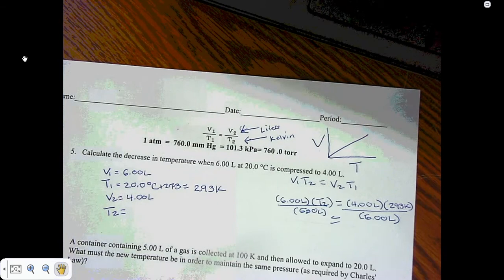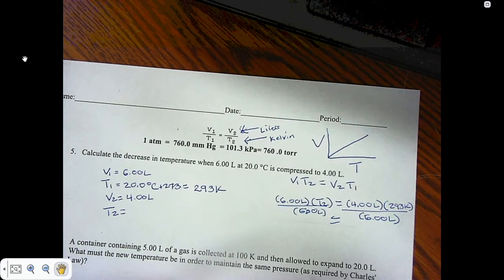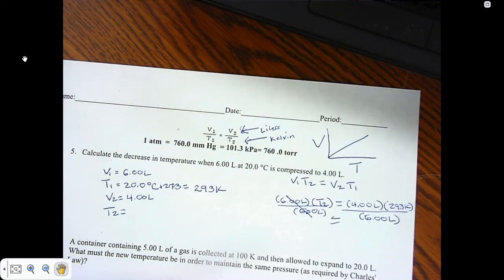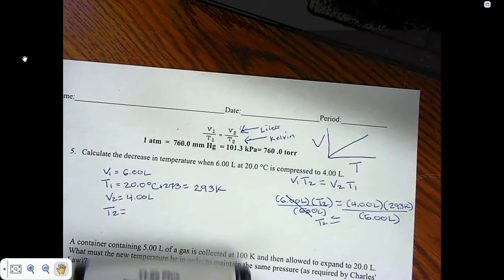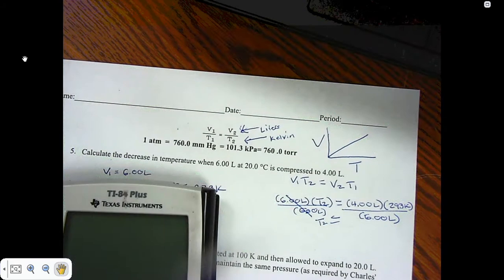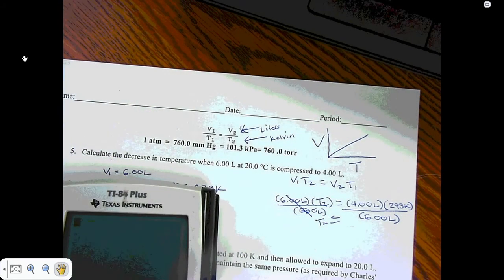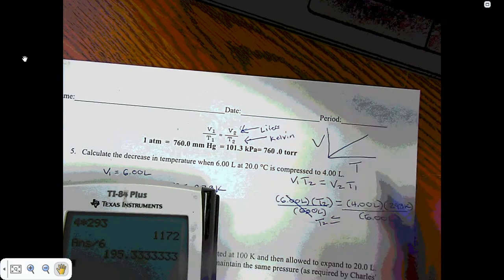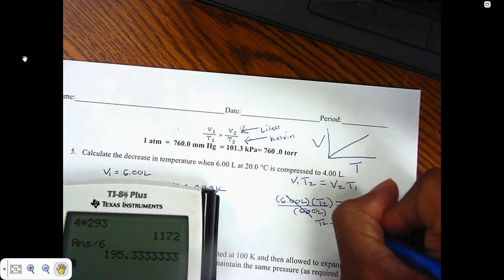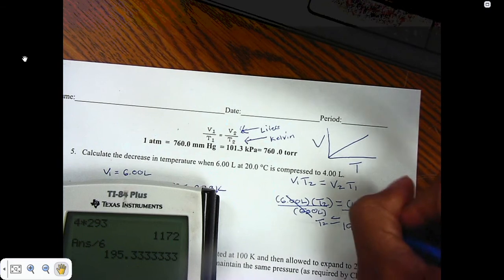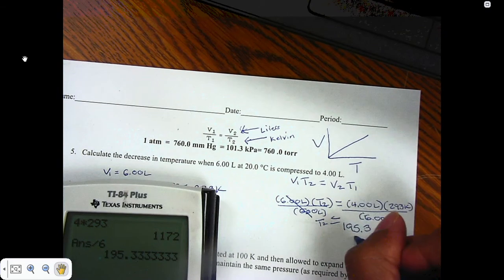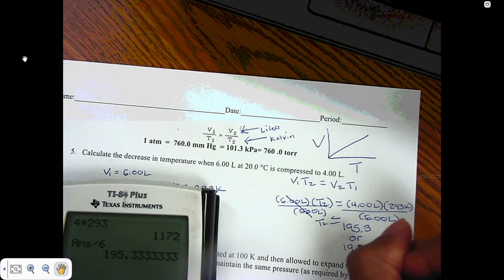And solve. This is canceled out. So our product is going to be equal to T2, of course. Using our trusty calculator, we take 4, multiply that by 293, and we divide that by 6. That gives us a value of 195.3. However, if we're using 3 sig figs, I would go ahead and round that to 195 Kelvin.